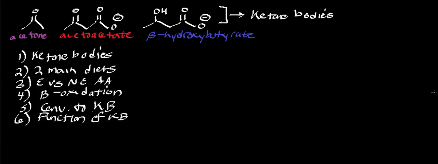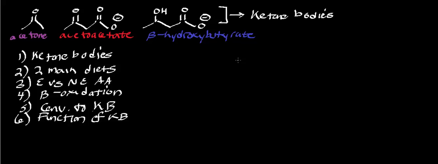This is actually a really exciting playlist because ketone bodies are these three structures shown up here. Number one on the left, this is acetone. In the middle here is acetoacetate, and on the right is beta hydroxybutyrate. These three molecules are called ketone bodies.